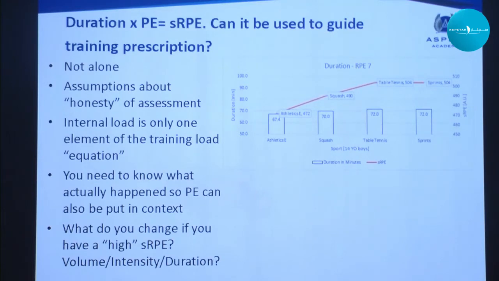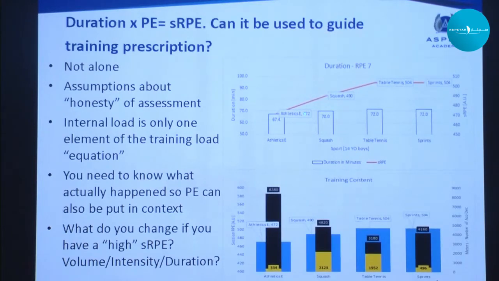But what actually happened in training? The boy with the lowest session RPE was running for 8K, did 334 accelerations, and that's the session RPE. The squash player was doing 4,820 meters and did 2,000 accelerations. The table tennis player did this, and the sprinter did that. So the content is completely different. So just having the session RPE can't inform what you're going to do training-wise unless you know the details.